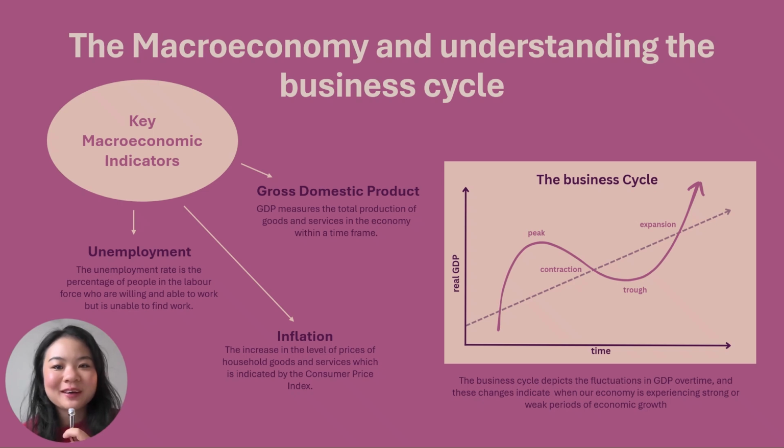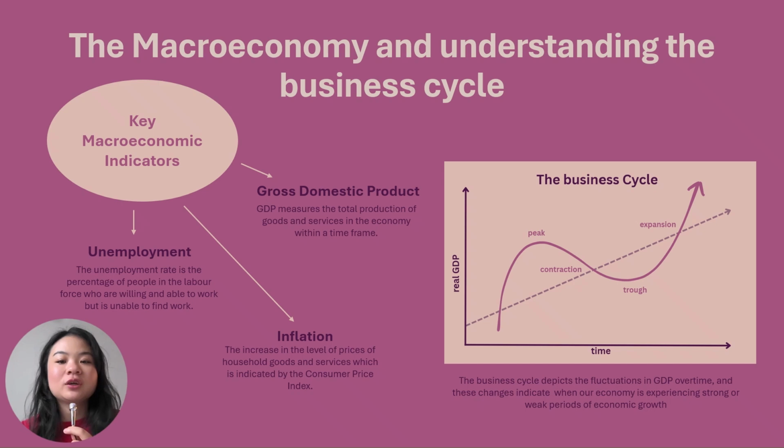Our first topic is the macroeconomy and understanding the business cycle, which is best understood once we break down our key macroeconomic indicators. Firstly, the unemployment rate, which is the percentage of people in the labor force who are willing and able to work but are unable to find work. This indicates current labor market conditions, provides insights into the economy's performance and the social well-being of our economy.